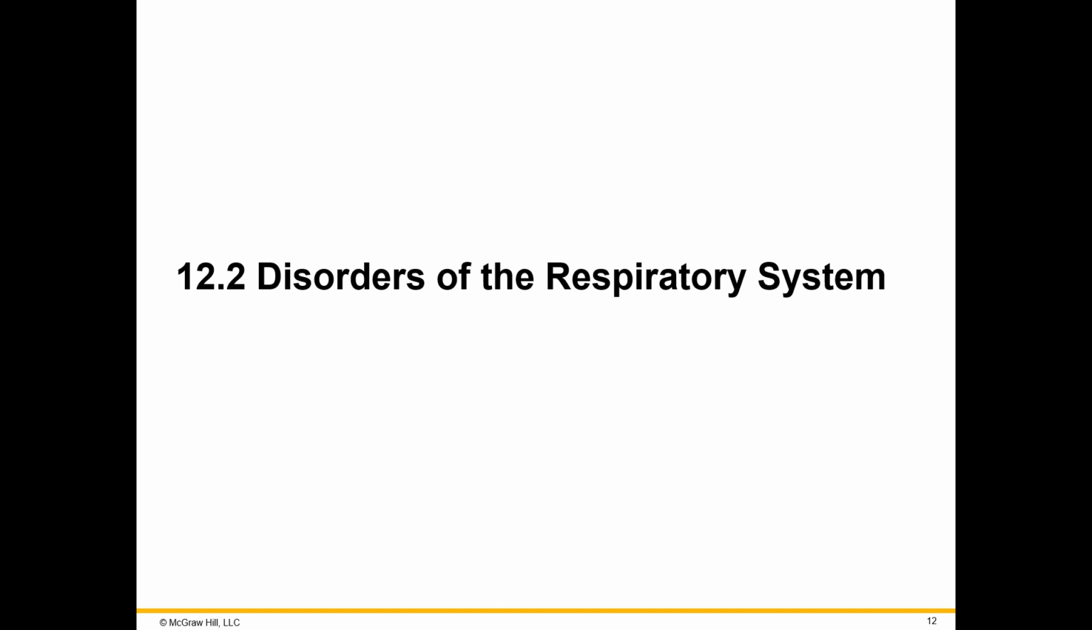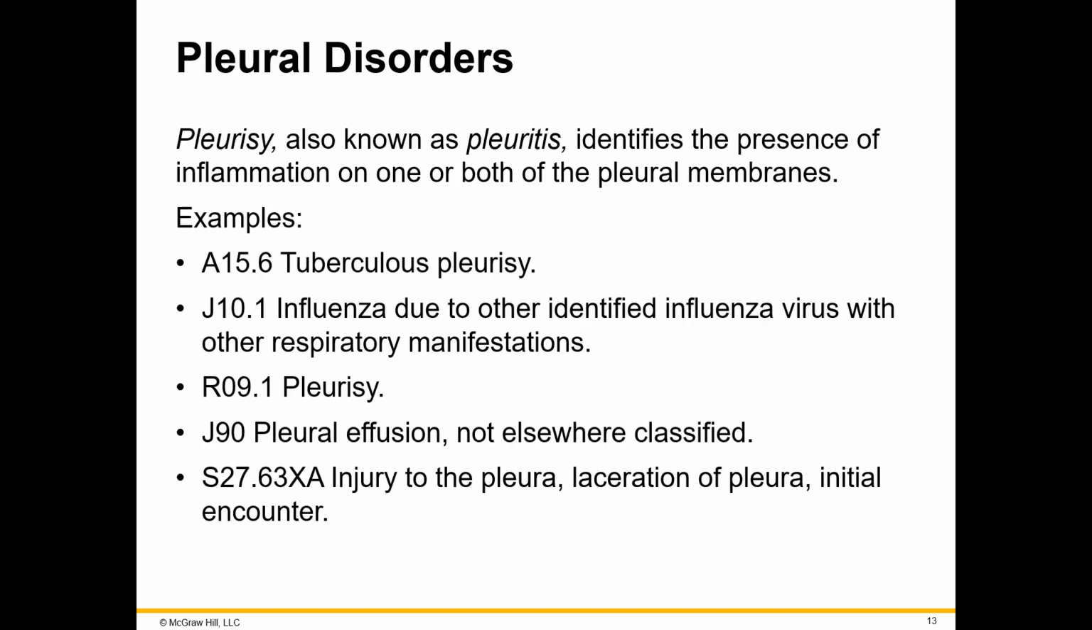12.2 Disorders of the respiratory system. Pleural disorders. Pleurisy is also known as pleuritis, which identifies the presence of inflammation in one or both of the pleural membranes. Example codes for this include A15.6, tuberculosis pleurisy; J10.1, influenza due to other identified influenza virus with other respiratory manifestations; R09.1, pleurisy; J90, pleural effusion not elsewhere classified; S27.63XA, injury to the pleura, laceration of pleura, initial encounter.